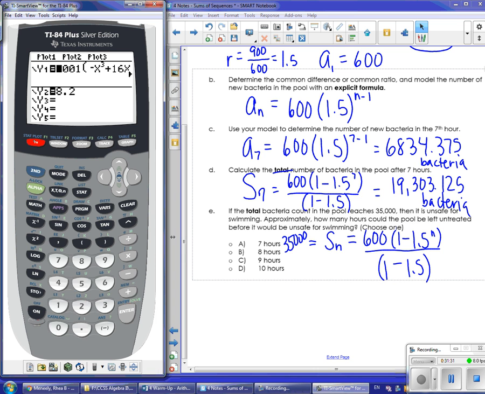If you go into y equals, let's go ahead and clear out anything that's in there. I'm going to go ahead and put the 35,000 in first. And then in the second one, I'm just going to put that sum equation. So we've got 600, and then in parentheses, it would be 1 minus 1.5. And instead of typing in an exponent of n, I'm going to use my x variable. But again, make sure you pull your cursor out of the exponent before closing the parentheses. And then I'm going to divide that by 1 minus 1.5.